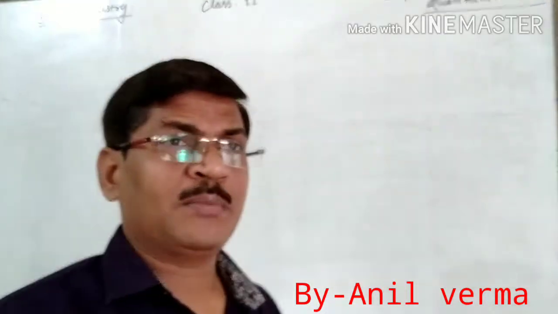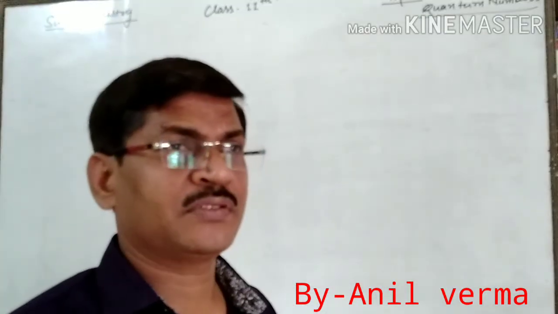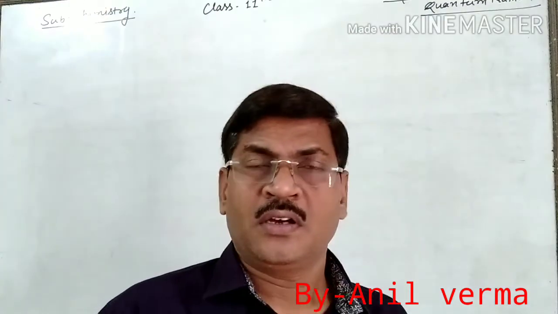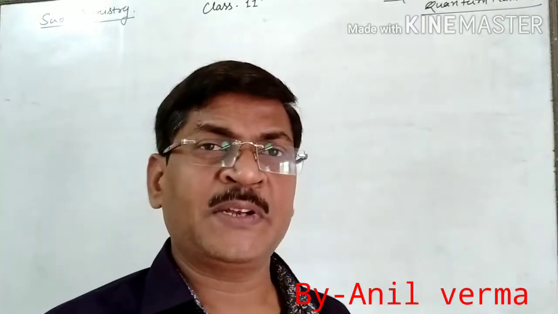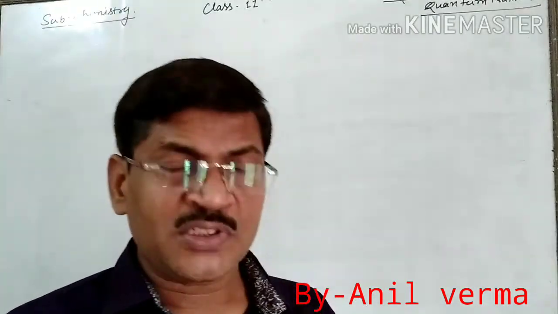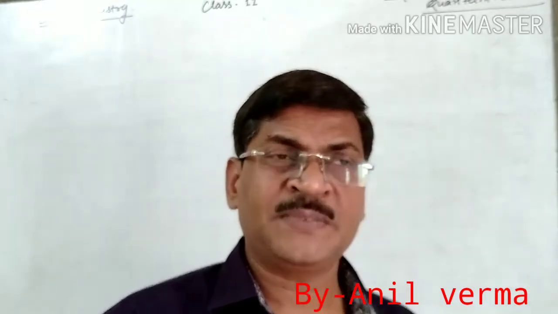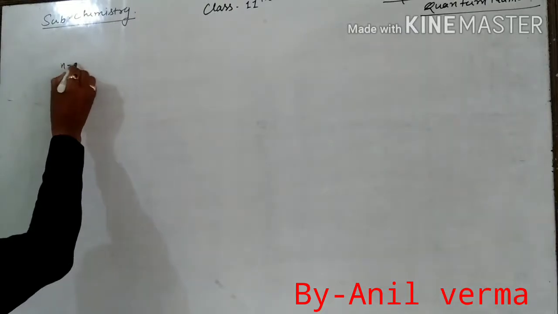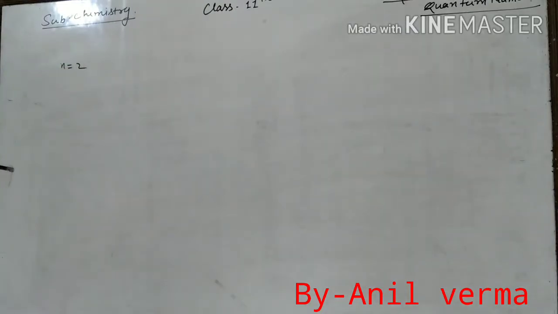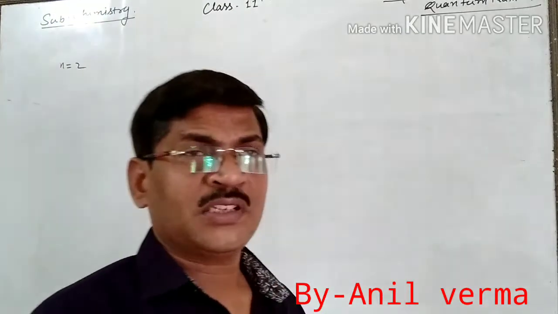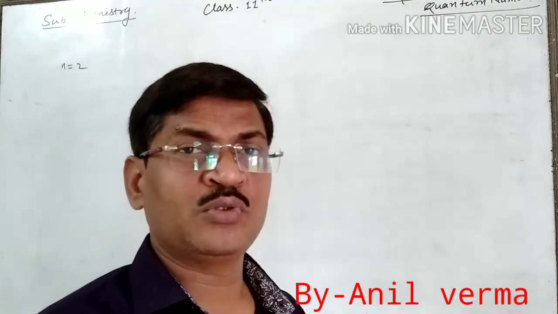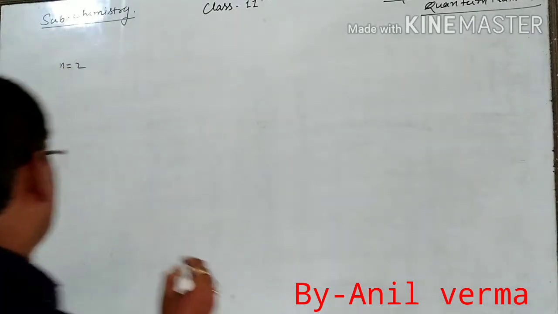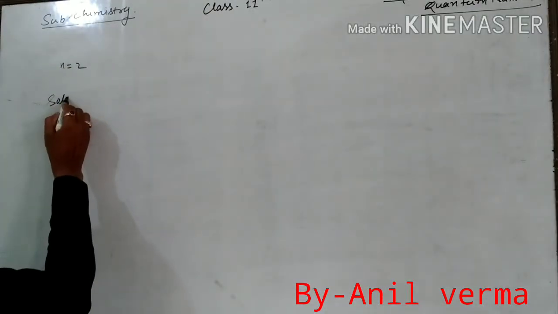As you know, quantum numbers are of four types: principal quantum number, azimuthal quantum number, magnetic quantum number and spin quantum number. Suppose that in a question the principal quantum number value n is equal to 2, then find out all the possible quantum numbers like azimuthal, magnetic and spin. So how do you have to solve? What will be the solution?